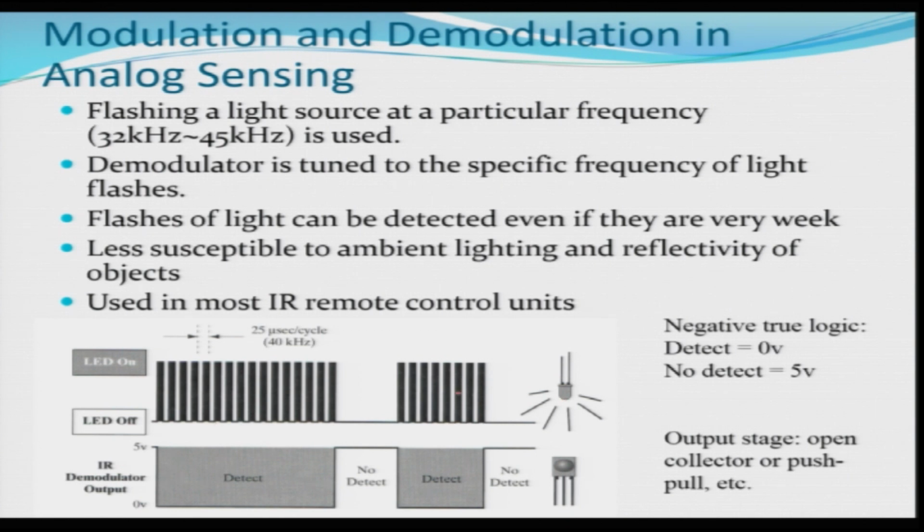So, this is the transmitter and this is the receiver circuitry. This demodulator detection can be either active high or active low. As long as the flashes are coming, they are detected. When there are no flashes, they are not detected. So, there are two different logics, positive true logic or negative true logic, and this depends on the output stage of the electronics that has been used. It can be either open collector or push pull, etc.